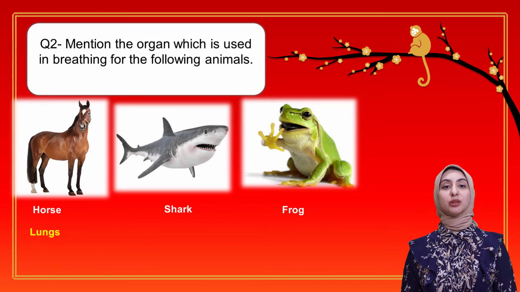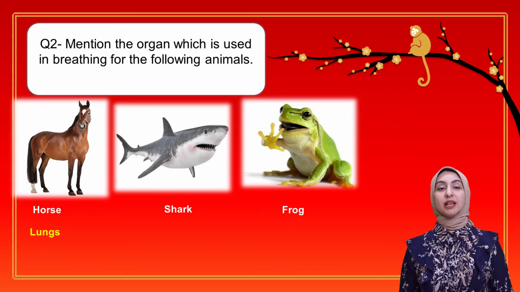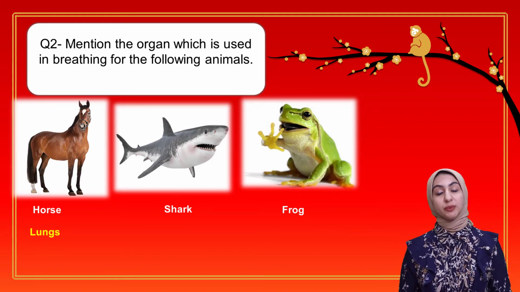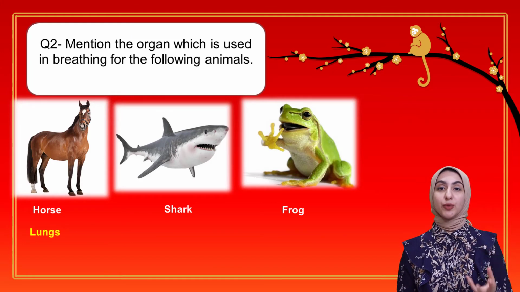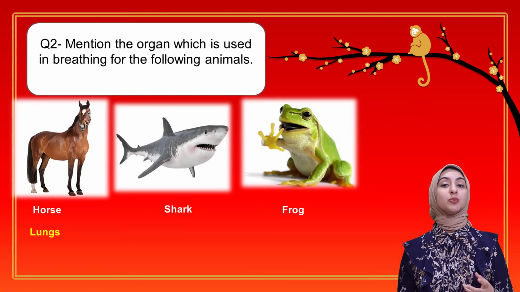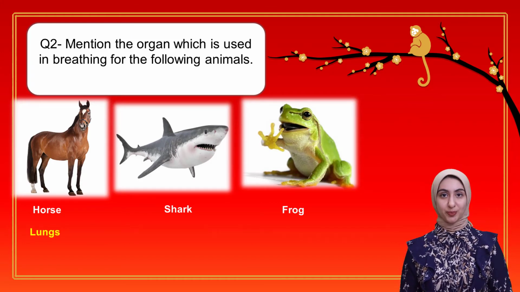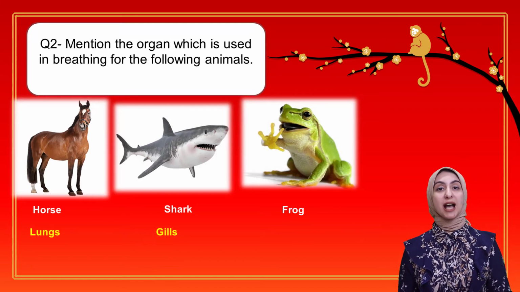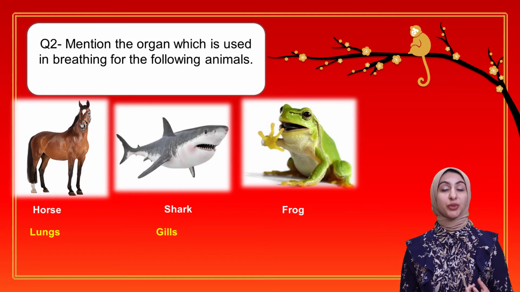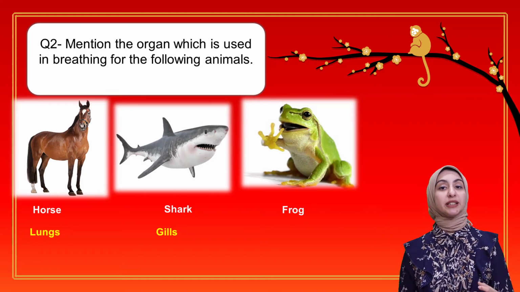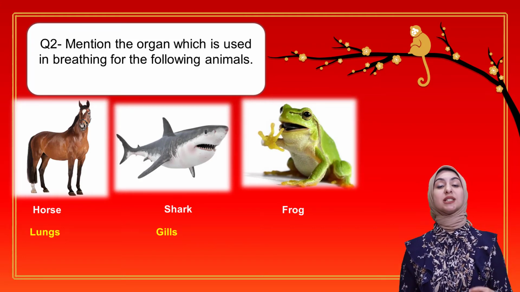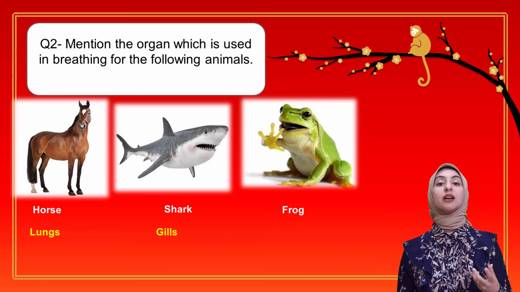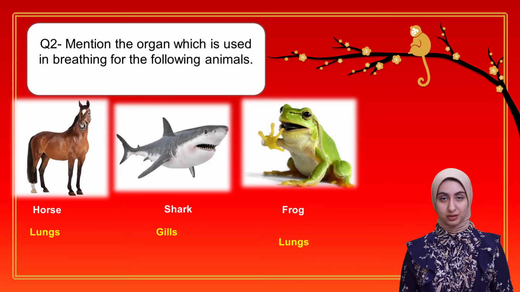The second animal, we have a shark. The shark lives in the water and it has fins and gills, so it is breathing with gills. Then we have adult frog, which has moist, smooth skin, so it is classified as amphibian, which is breathing using lungs when they are adult.